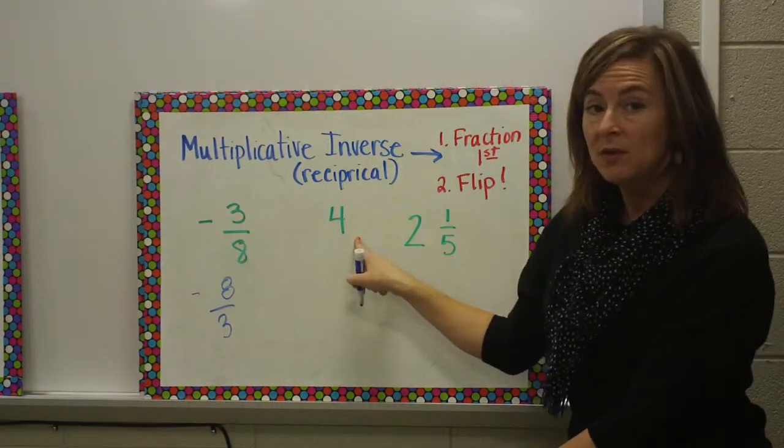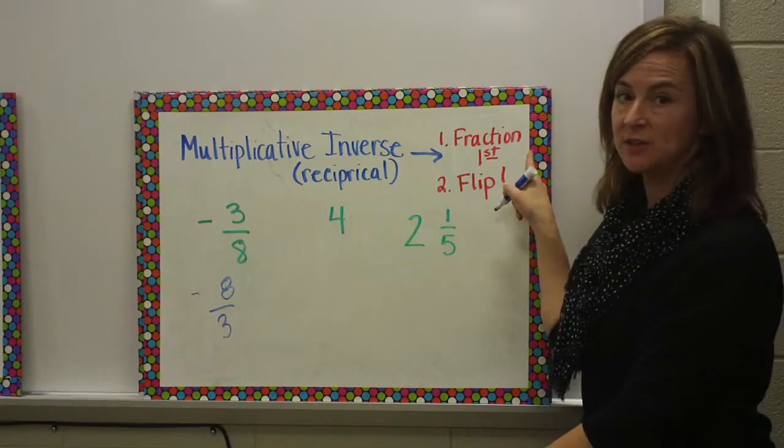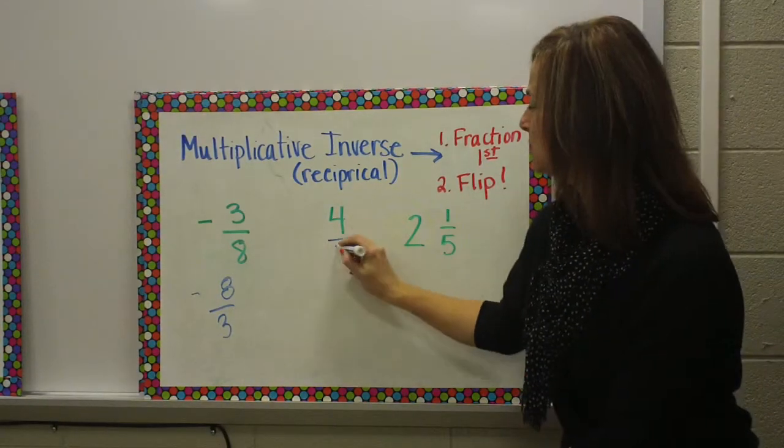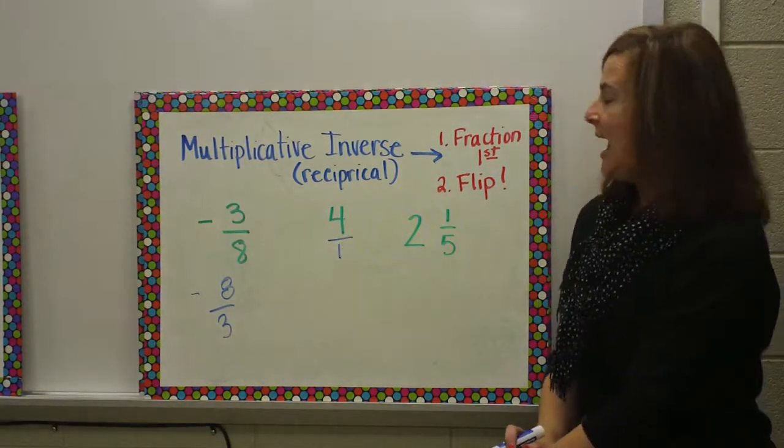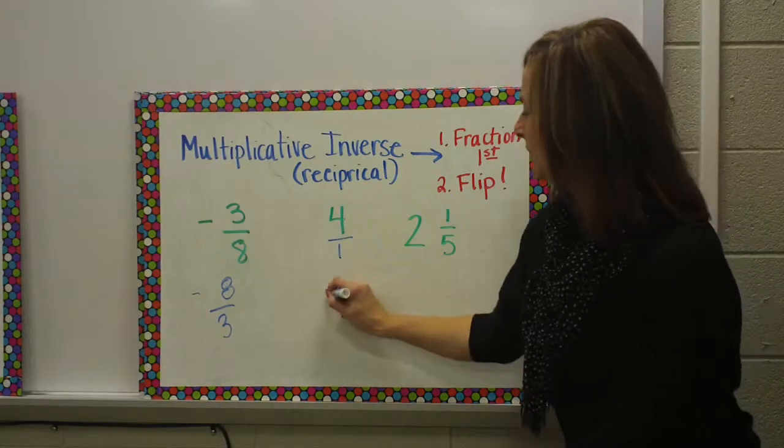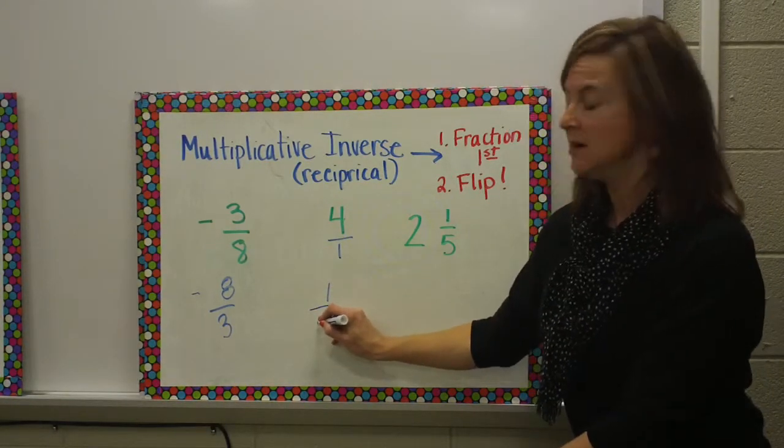Next I have a whole number, 4. Fraction first. So we've learned that we just put it over 1. And step 2, flip it. So the multiplicative inverse of 4 is 1/4.